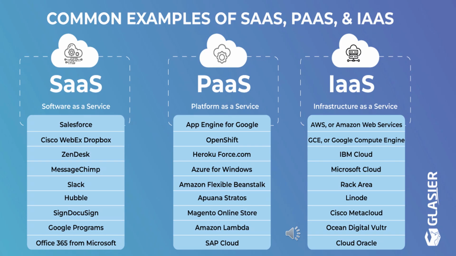PaaS, platform as a service. Now let's move to the next level. PaaS. PaaS means platform as a service. Here, things get a little more interesting. In SaaS, you just use apps. But in PaaS, you build applications. For example, Google App Engine, Heroku, Red Hat OpenShift, AWS Elastic Beanstalk.